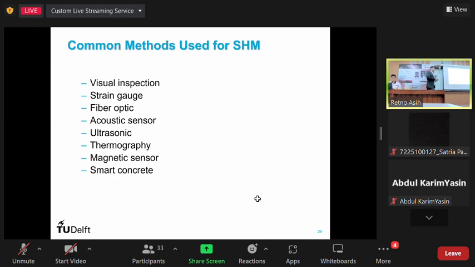All right, so far I talked about structural health monitoring in general, what are the requirements you have. Now I'm going to give you a little bit of introduction on types of sensors.